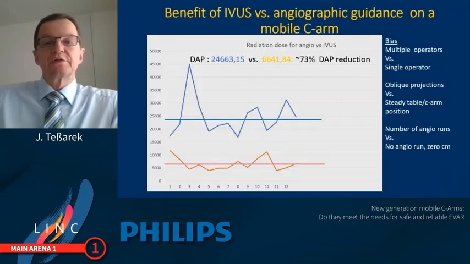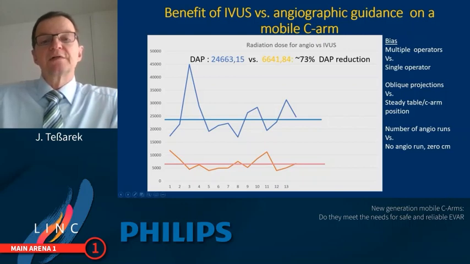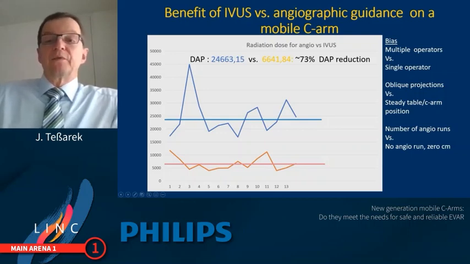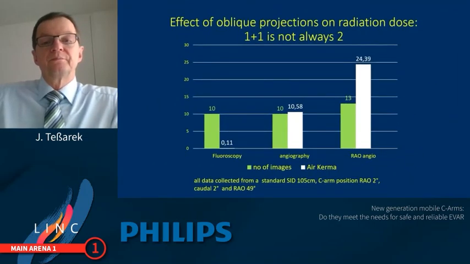also for PAD procedures. The difference now between mobile C-arm with angiographic guidance and mobile C-arm with IVUS guidance is also significant. We have a 73% reduction of the dose area product, but there is a bit of a bias because these here are different operators, and this here is a single operator outcome. But in this situation, there are no oblique projections, there's a steady table and C-arm position, and there is no use of contrast at all.